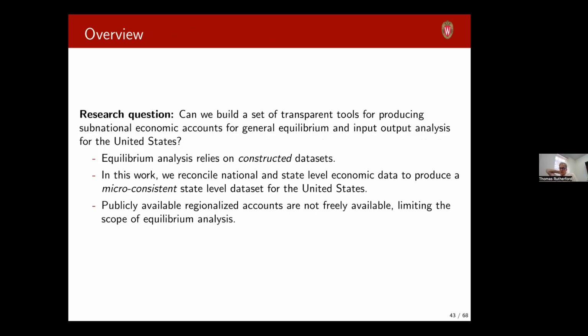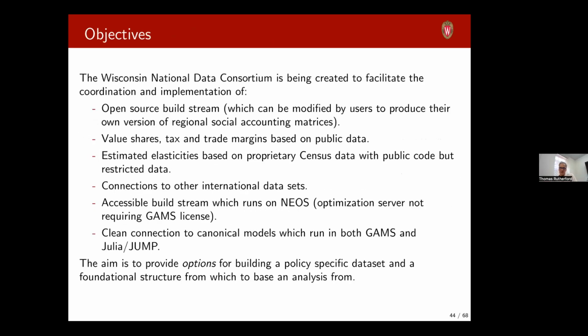So equilibrium relies on constructed data sets. And so we have these micro-consistent state-level data sets. There are publicly available regionalized accounts, but they are not really readily available. This was basically just taking things already publicly available and showing how to put them together. So this was the idea of the consortium.